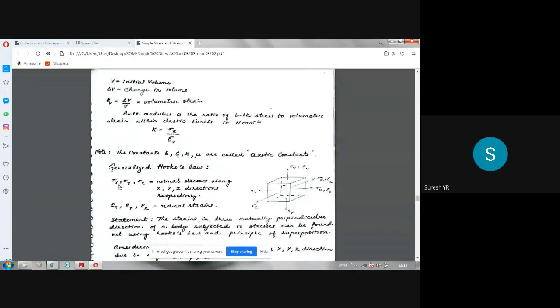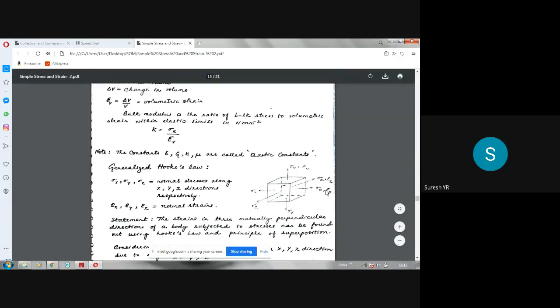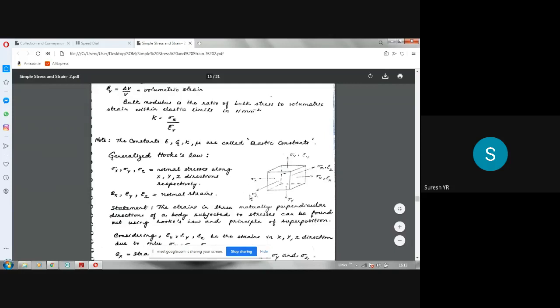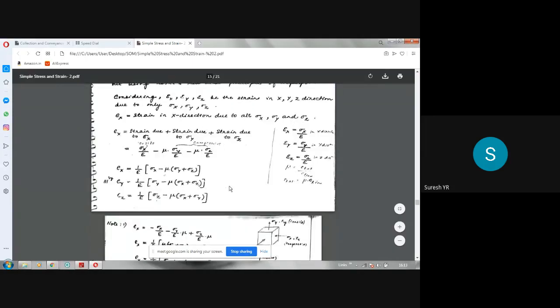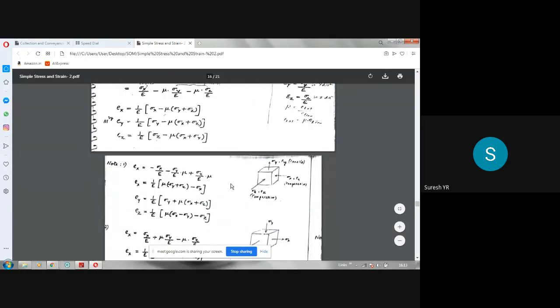Then I explained about generalized Hooke's law, which takes into account the combination of both Hooke's law as well as the principle of superposition, from which you can find out the strains in all the directions due to the effect of the stresses developed in all the three directions. When you are using generalized Hooke's law, tensile strain is taken as positive, compressive strain is taken as negative. So that is the sign convention you should follow.